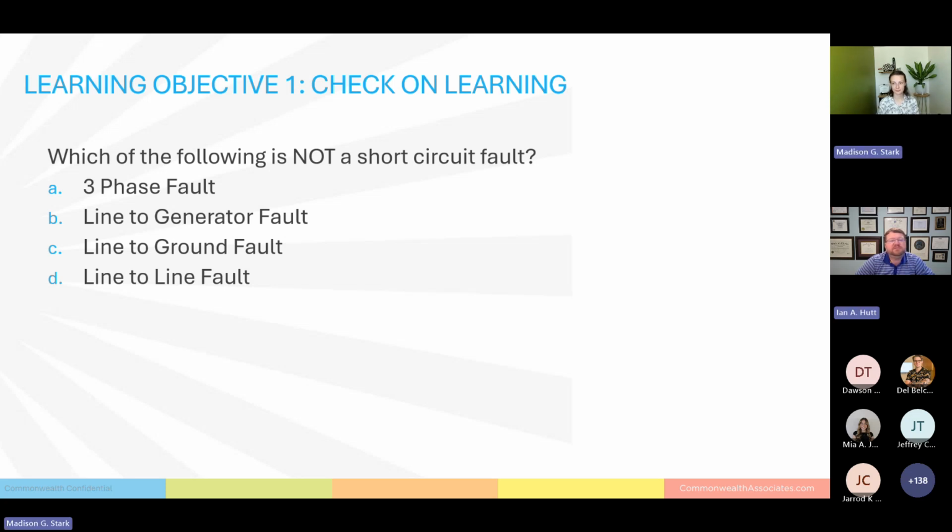All right. So I think this one was pretty straightforward. We've got line to generator fault as the overwhelming response. And Madison, I believe that's correct. Yes, absolutely. Your line should go to your generator. If your line doesn't go to your generator, you probably have bigger problems in your system. But these other three are all examples of faults, and then the last fault would be your two line to ground fault. So good job, everyone.